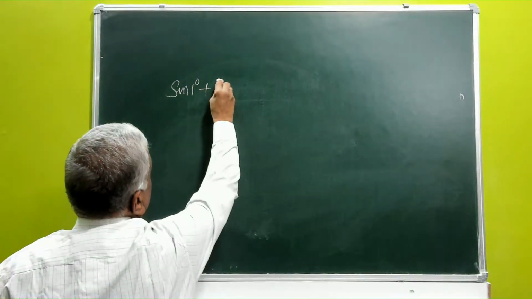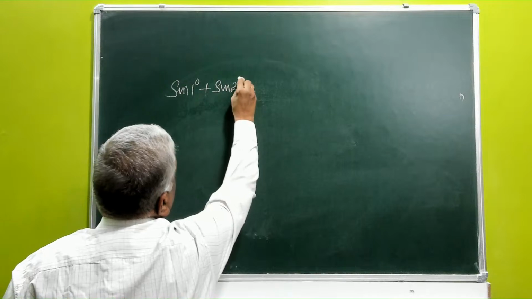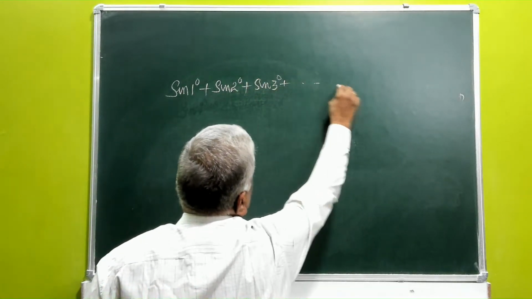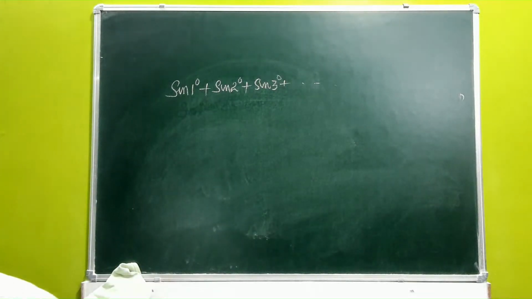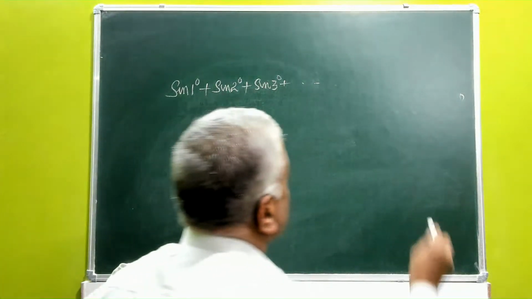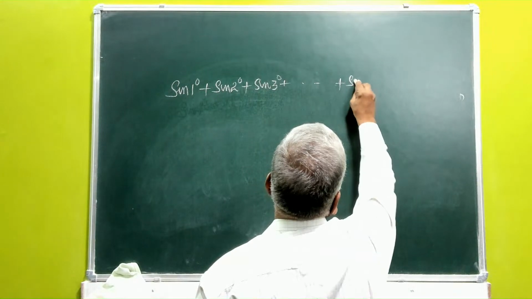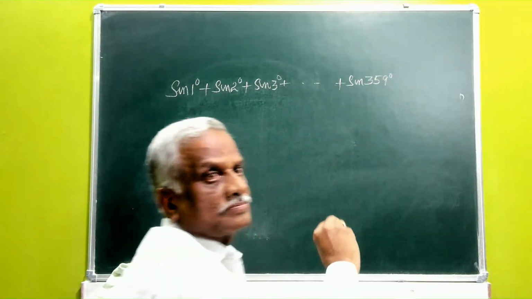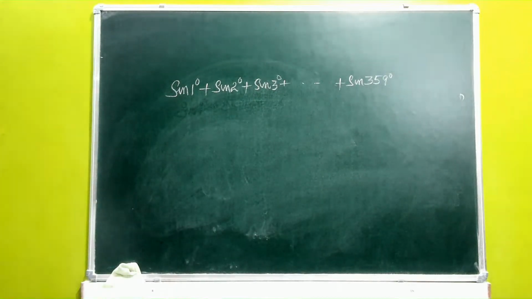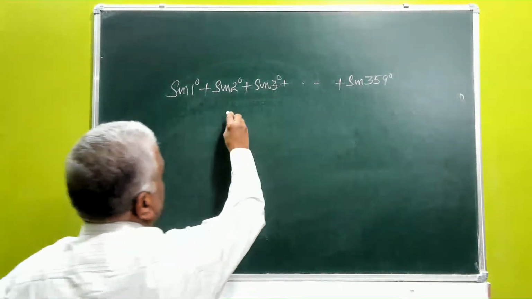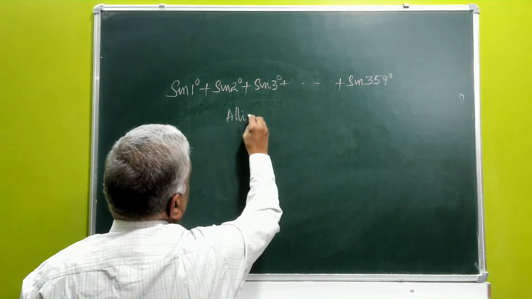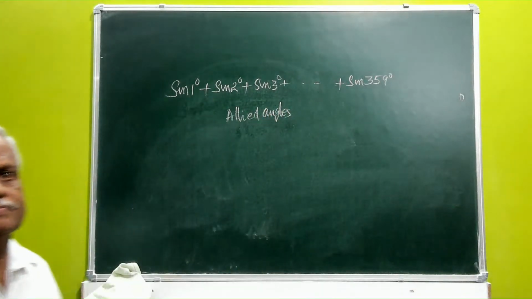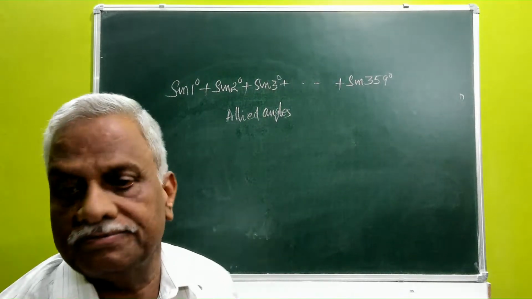Sine 1 degree plus sine 2 degrees plus sine 3 degrees, etc., plus sine 359 degrees. Very interesting problem. You need to have a knowledge of right angles. I will recall what we did yesterday.